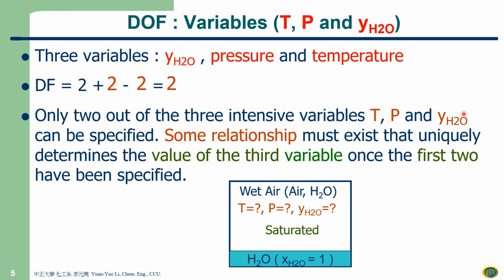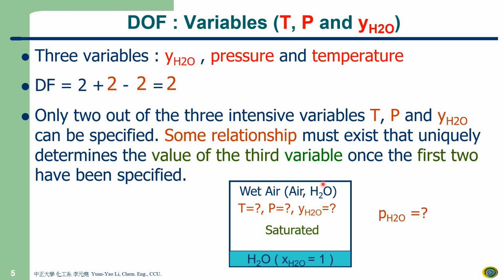So only 2 out of 3 intensive variables, T, P, and the molar fraction of H2O, can be specified. Some relationship must exist that determines the value of the third variable once the first 2 have been specified. So the important point here is that there's some relationship between these 3, so that if you have 2, you can get the third. So what is this?